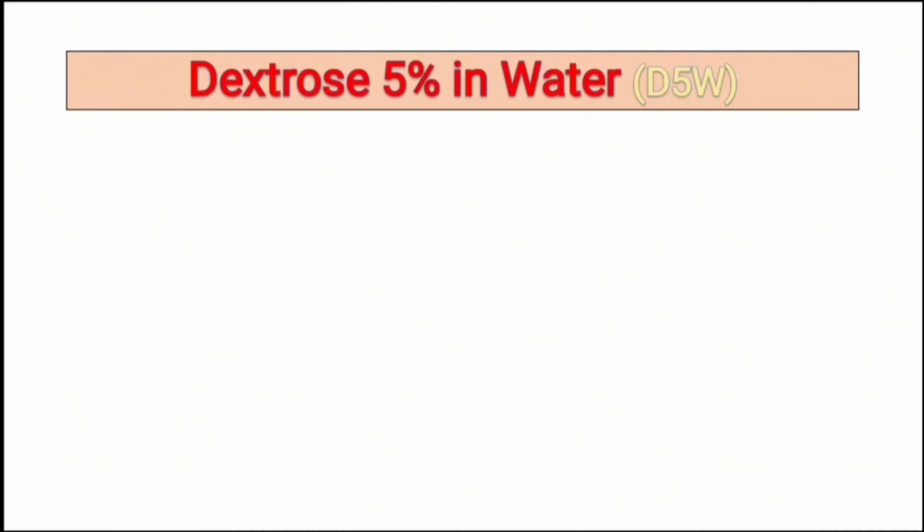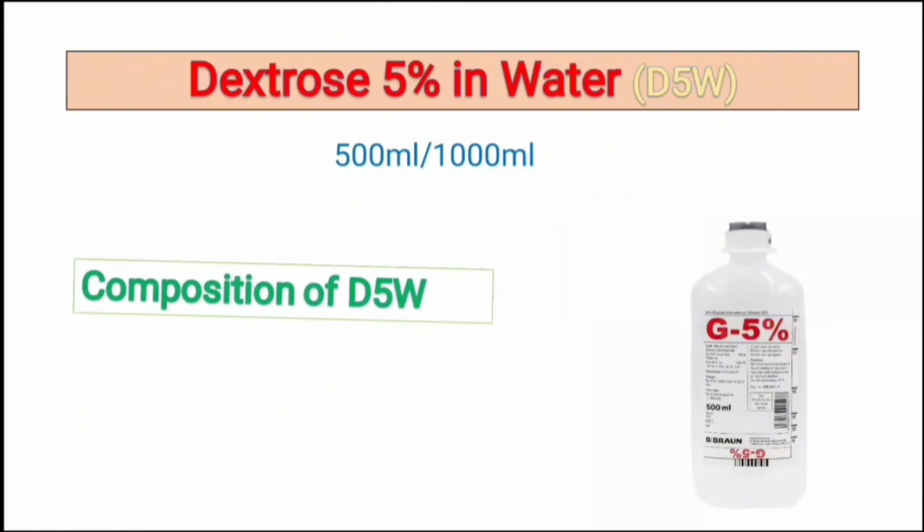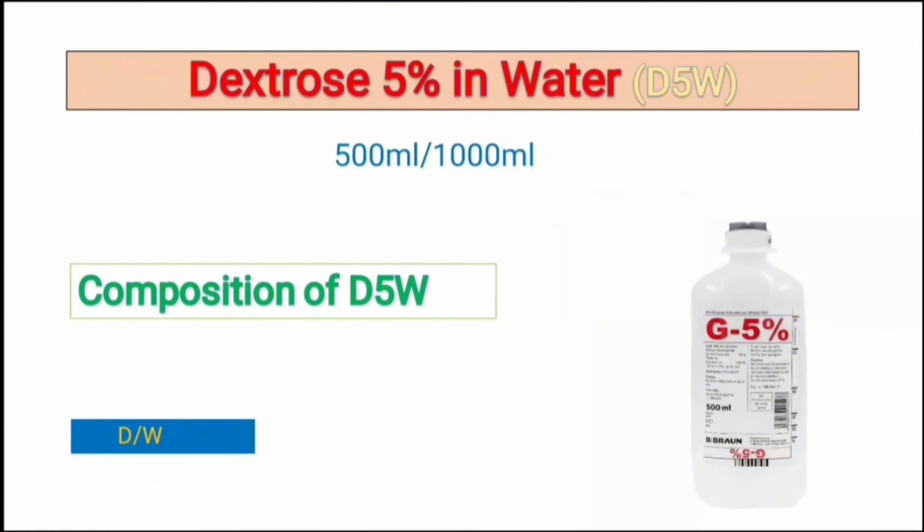Dextrose 5% in water. It is available in 500 and 1000 ml. Composition of dextrose 5% water: dextrose water, glucose 50 gram per liter.